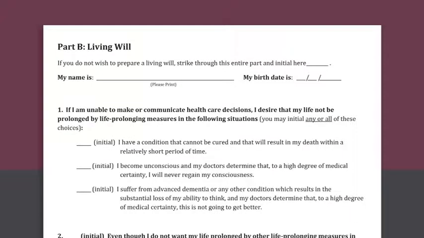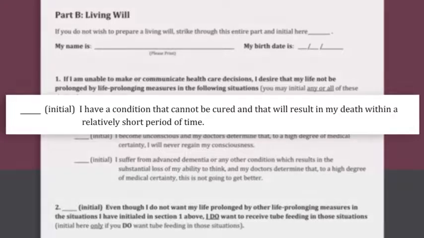In Scenario 1, you have a condition that cannot be cured and will result in your death within a relatively short period of time. In this scenario, you are unable to communicate to your medical providers, and your agent and providers will need to refer to this document. Initial here if you do not want life-prolonging measures under these conditions.